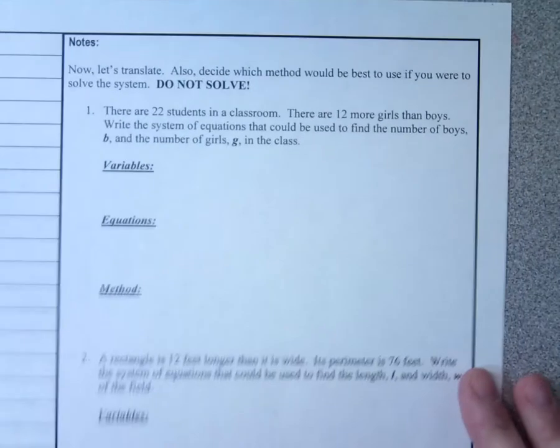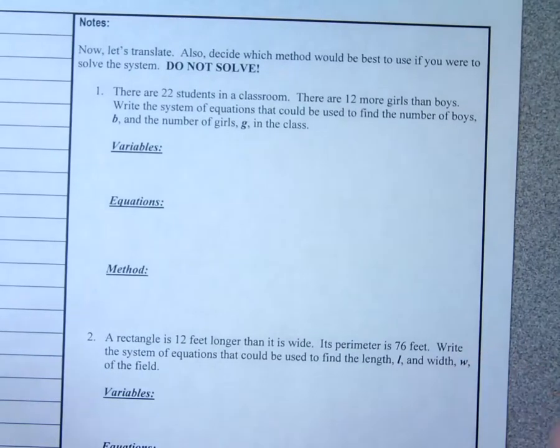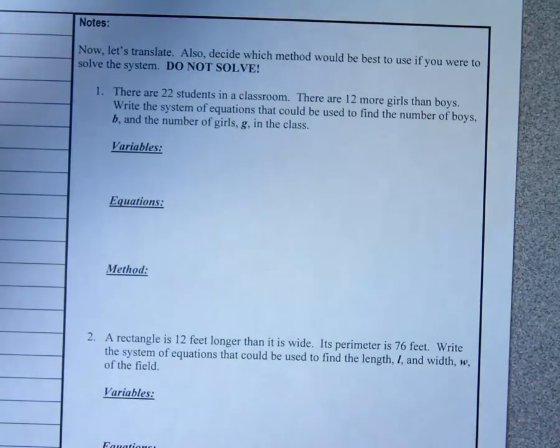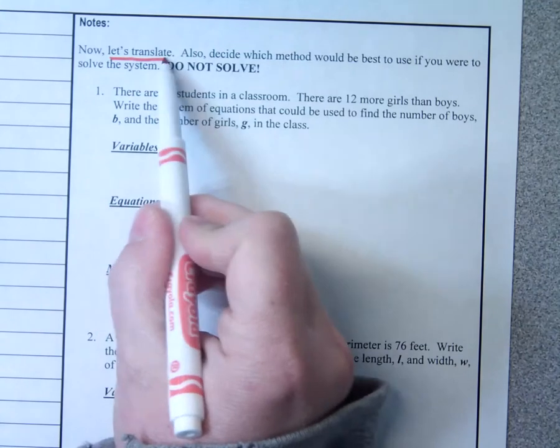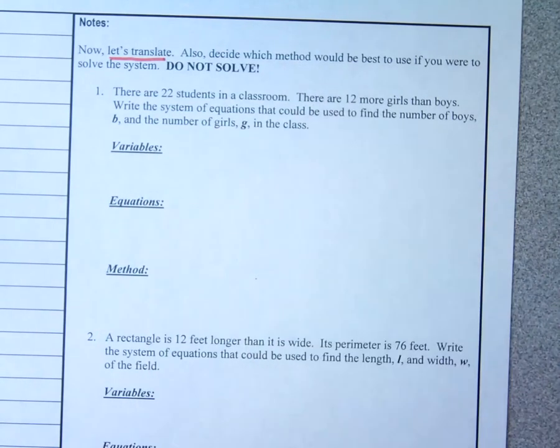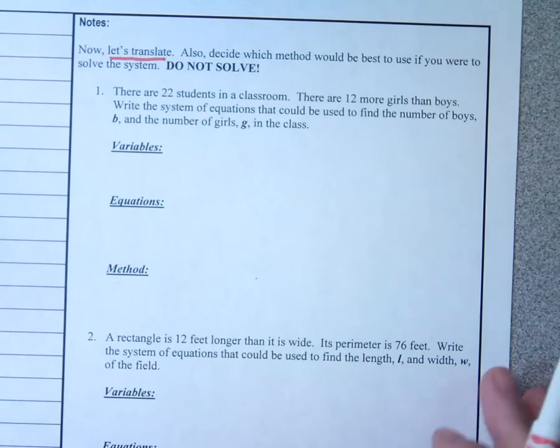Okay, we are not actually going to solve these. I'm going to talk about how you would solve them, but we're not actually going to solve them. So first we want to translate, and then we're going to talk about which method we would use to solve the system. Substitution, bread meat bread, elimination, graphing, our calculator methods that we just learned about.